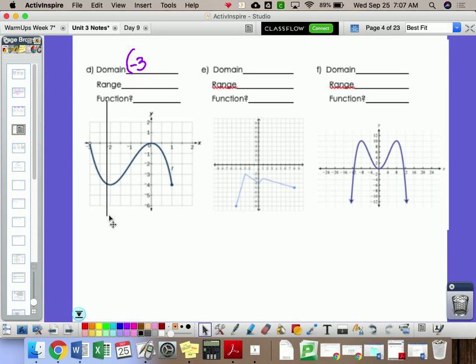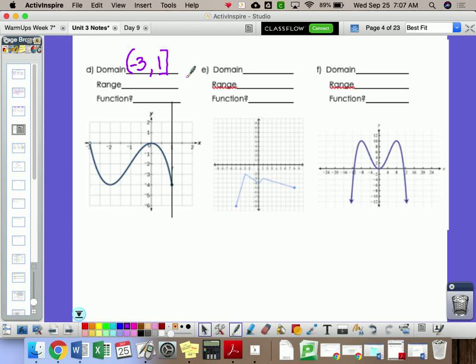Then as I continue, I see that the last time I touch my graph is right here. My graph ends with this closed dot at the x value of 1. So my graph went from -3 to +1, and this closed dot is going to show me I need to be equal to, meaning I need a bracket.